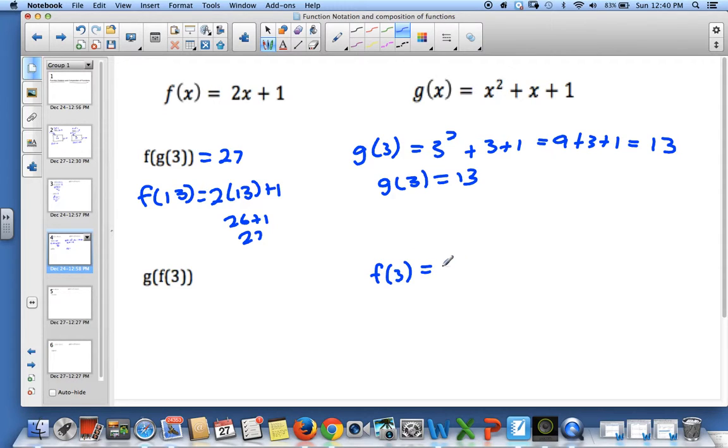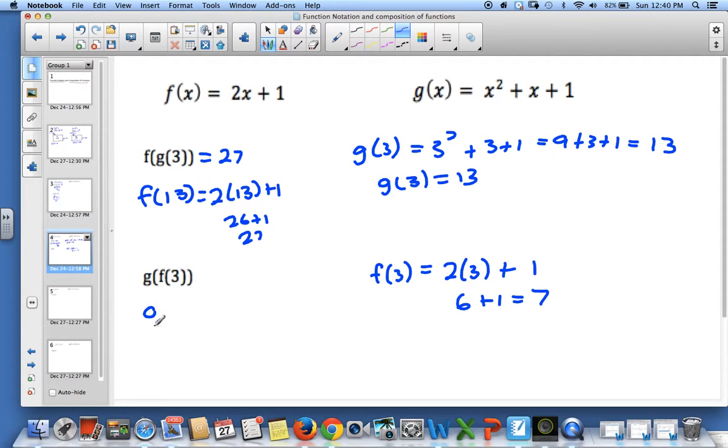And that's going to be, f is the function over here. So it's going to be 2 times 3 plus 1, which is 6 plus 1, which is 7. So f of 3 is 7. So that means this number right inside of these parentheses, this entire thing, is 7.